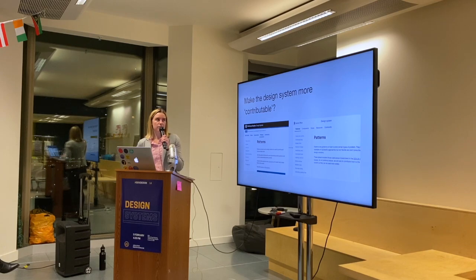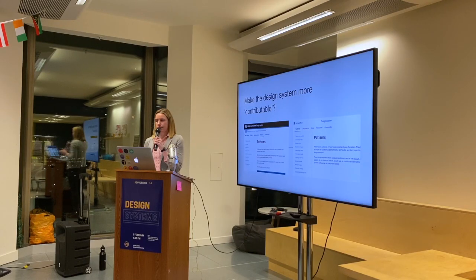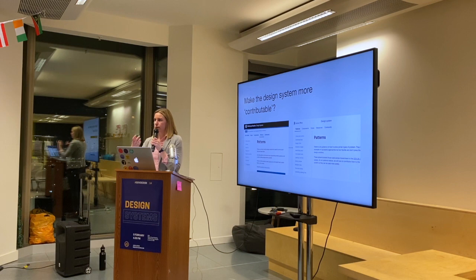And another idea is to make the design system more contributable. So again, completely just a hypothesis. But at the moment, like I said, people feel like it's very finished or like gospel. Is there a way, maybe stripping out some of the look and feel, or even just changing the hierarchy of it, to make it not look like a mirror of Gov.uk's design system? Is there a way to make it look more like something that is iterative and not necessarily the finished and perfect way of a certain thing, of a certain component?